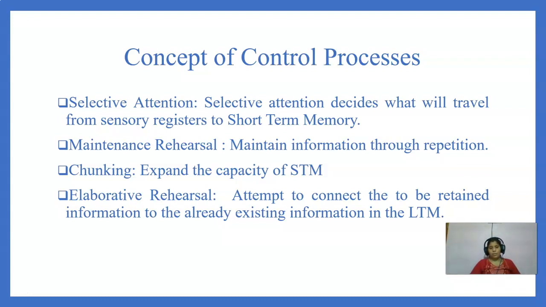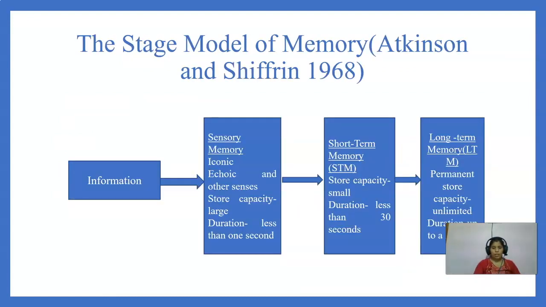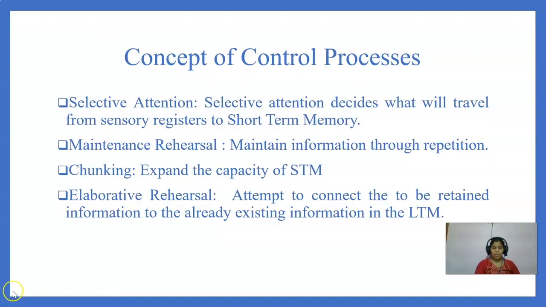Then the third one is elaborative rehearsal. Elaborative rehearsal means we try to connect the new information with the information that is already there in the long-term memory. Let me give you one example. Suppose I have to remember a date which has some historical significance. What I can do is connect it with information that I already have in my long-term memory. Suppose the date is 7th May.